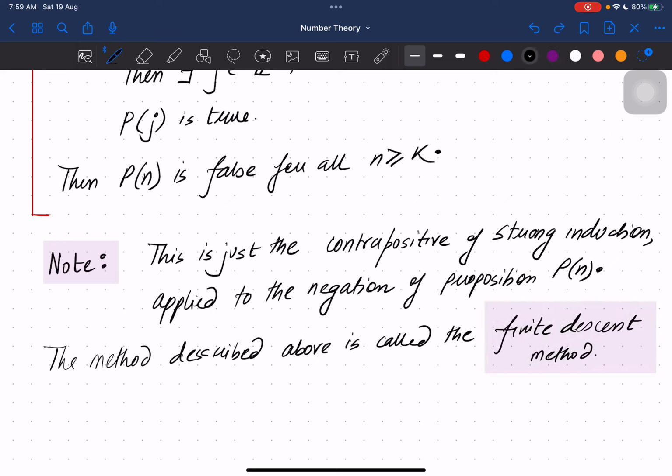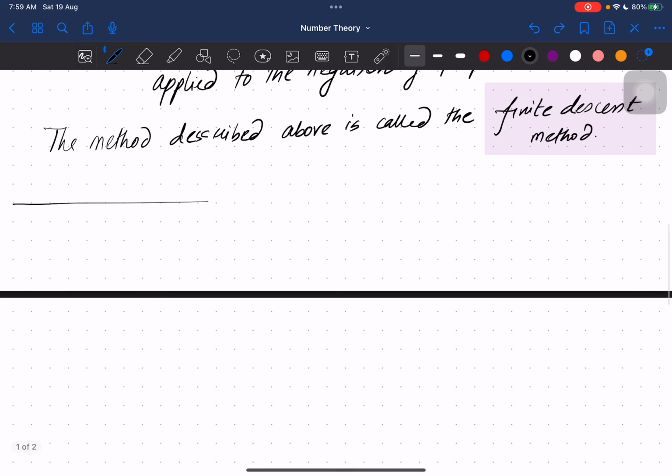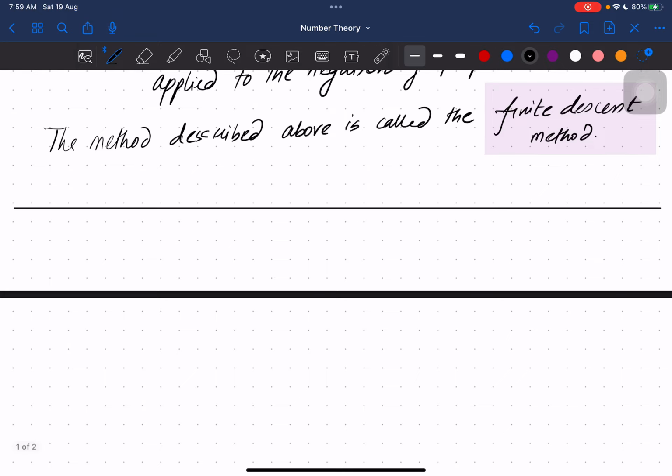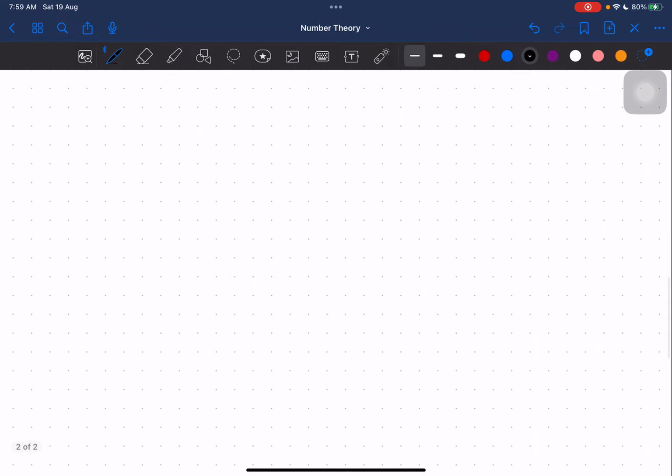Next we'll see what Fermat's method of infinite descent is. So I think up to this is clear. Maybe we'll quickly recall at the end.